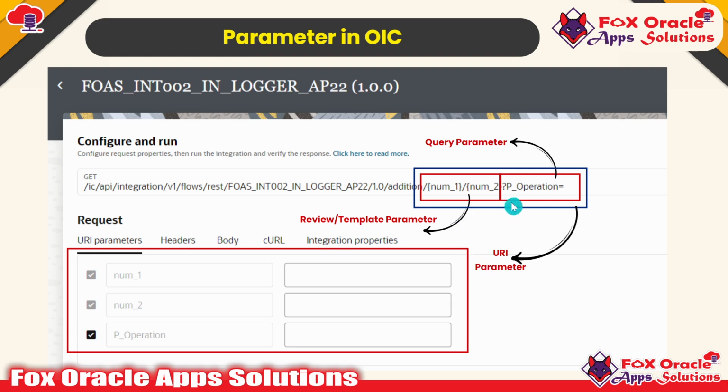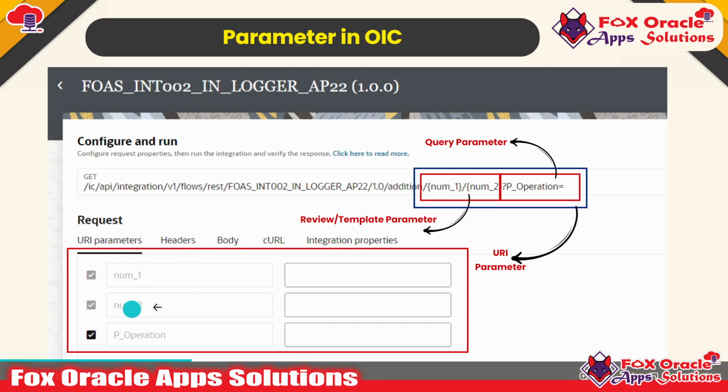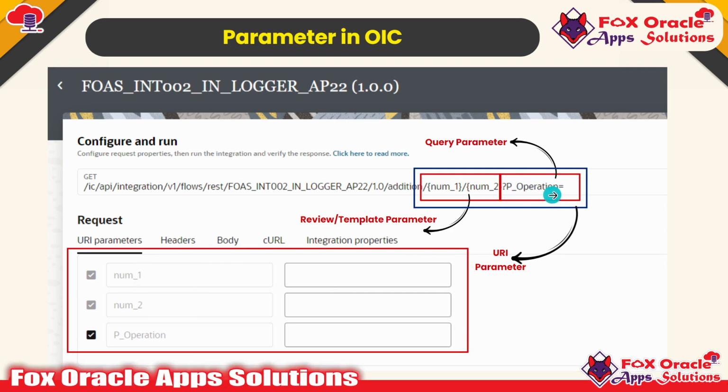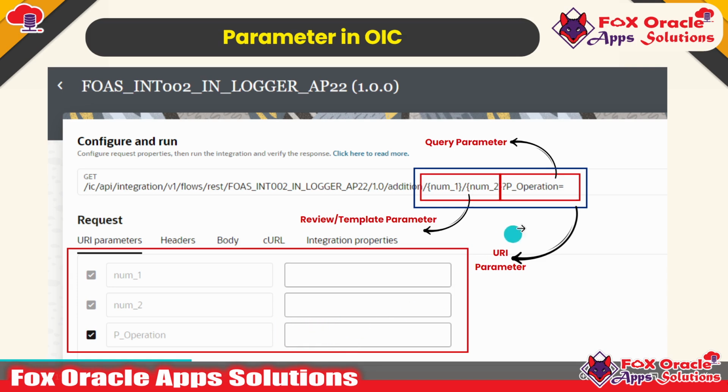For example, here you can see there are two blocks. In the first block, the name of the parameter is in curly braces: num_1 and num_2. The same values you can see here. This is the first parameter, this is the second parameter. And for another parameter you can see p_operation equals and then empty, because we have not provided any value here. So while running this integration, whatever value we provide here will be duplicated here.